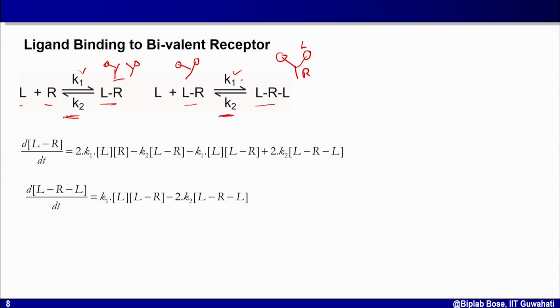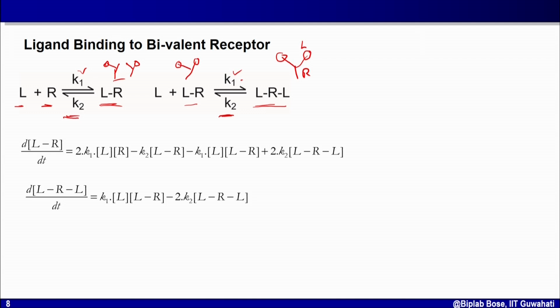So now if I have to write down the ODEs, what will I do? Obviously I can write an ODE for L, an ODE for R, an ODE for LR, that is the one ligand, one receptor complex, and also I have to write an ODE for LRL, the final complex. So 4 ODEs should be there.